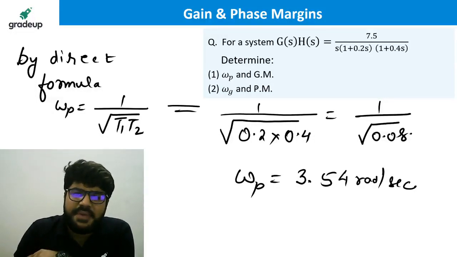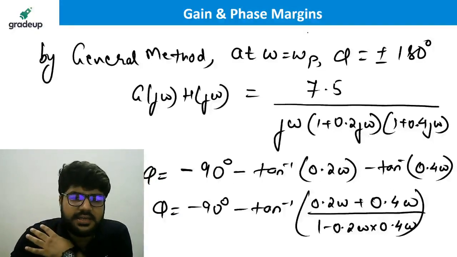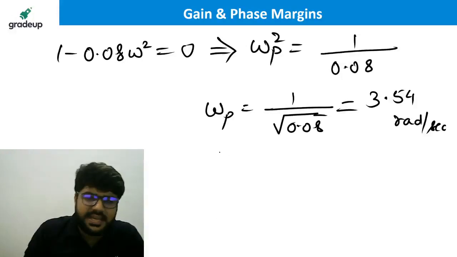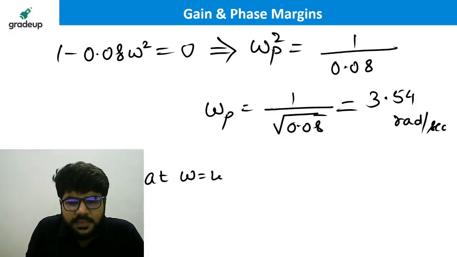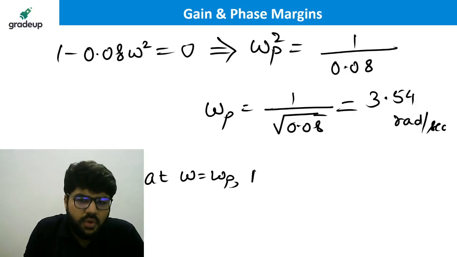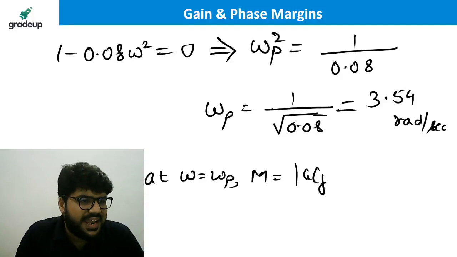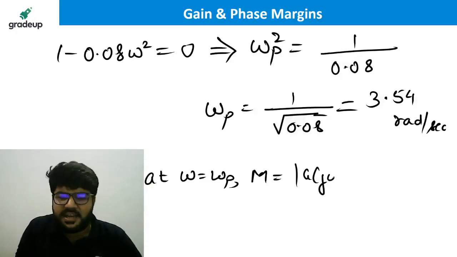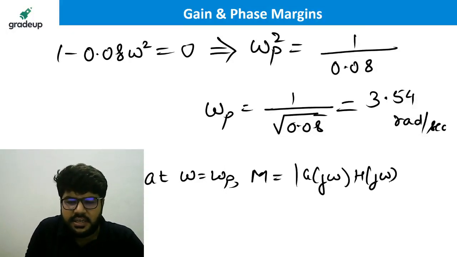Now, along with omega p comes the gain margin. So let us calculate the gain margin, guys. What is the gain margin? For gain margin, we will first calculate at omega equal to omega p. What is the magnitude? Which magnitude? If anyone has completed, please say so. What is the magnitude mod G(j omega)H(j omega)?